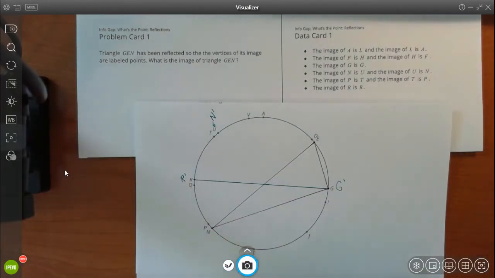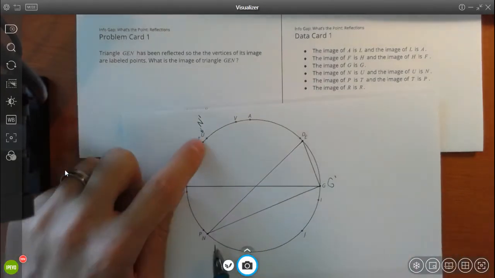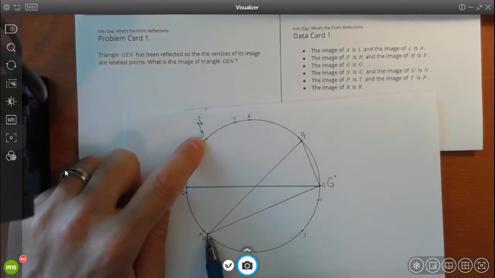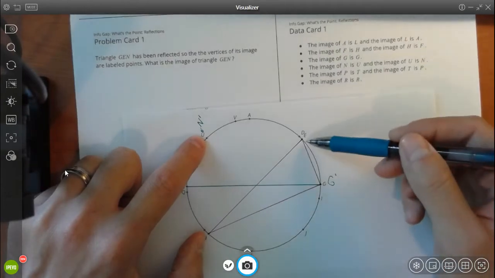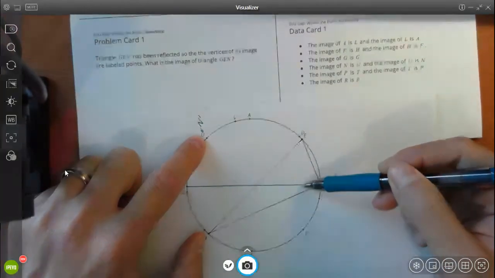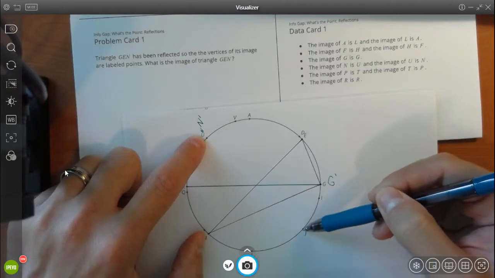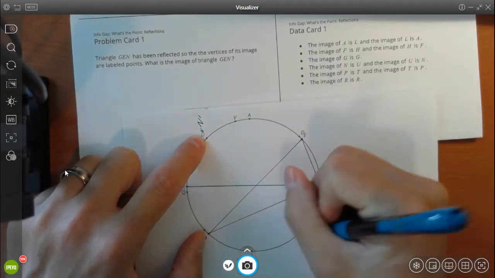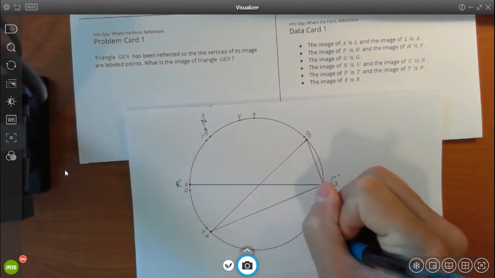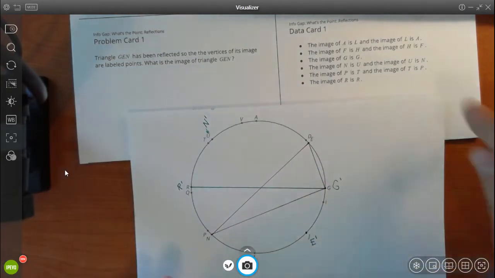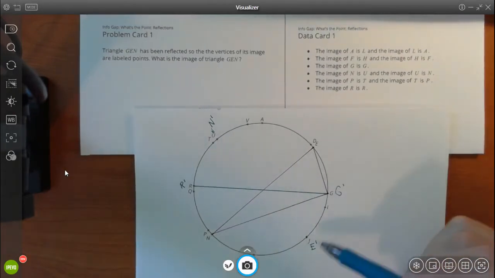So if I look through my list, I don't see anything mentioning point E, but I need to look at my picture carefully. I can see that U and N are right across from each other, across that line of reflection. G is on itself. So if I go straight perpendicular down towards that reflection line, the only point it can lead me towards is point J down here. So that means that E prime and J are going to be the same thing, and the image of E is J.